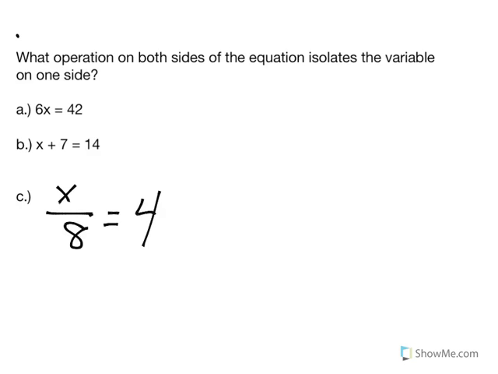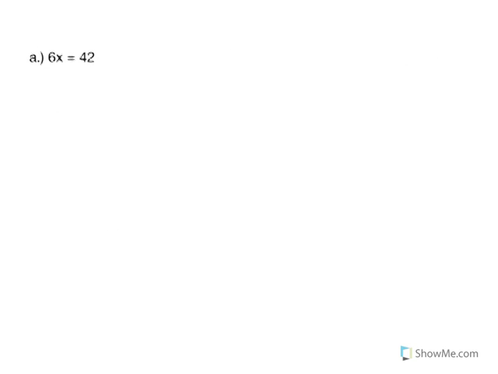What operation on both sides of the equation isolates the variable on one side? We are given three examples here. Now, when solving a linear equation, you use inverse operations. Inverse meaning the opposite. So the equal sign splits the equation in two equal parts. The left side and the right side have to always be treated the exact same.